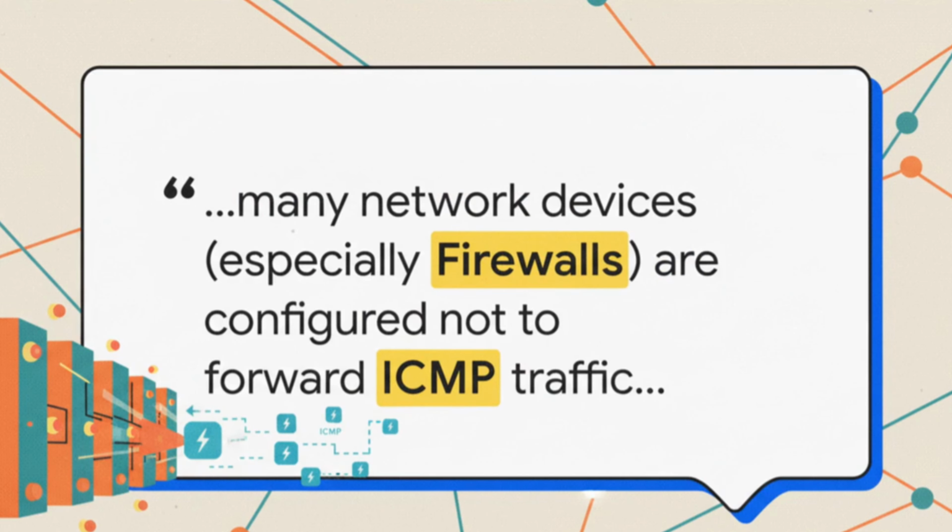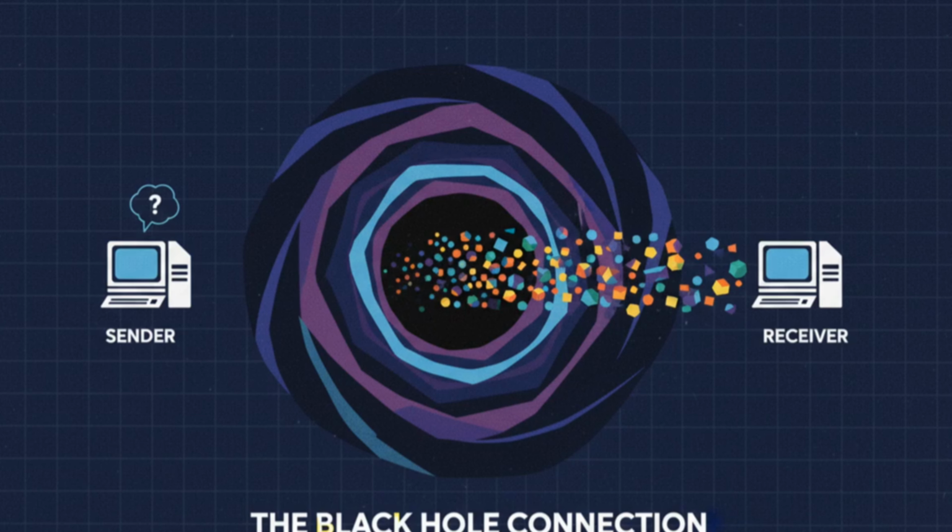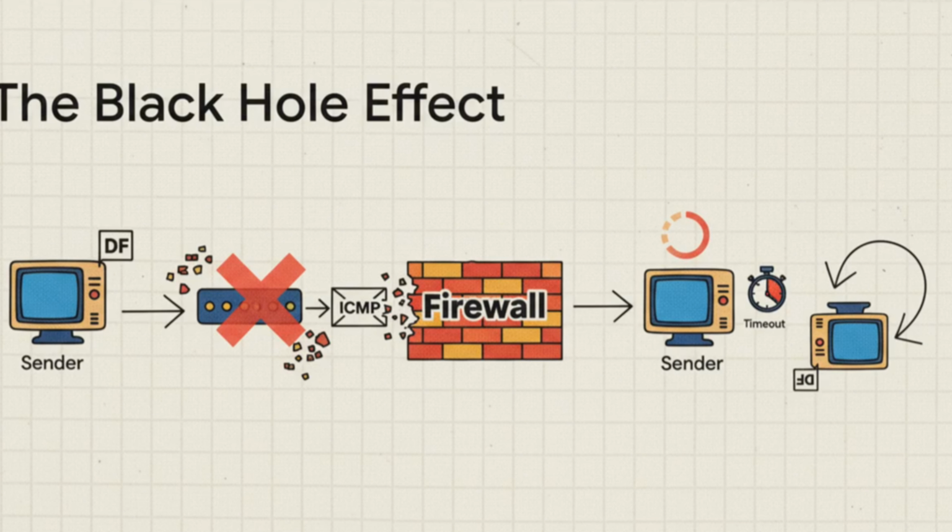And here's our culprit. For what are often thought of as good security reasons, a whole lot of firewalls out there are set up to just block those little ICMP error messages. A network admin might see them as just network noise, or maybe even a security risk, so poof, they block them entirely. And when that happens, you get this maddening situation that network engineers call a black hole connection. Your data goes in, but absolutely nothing comes out, and you never get an error message telling you why. It just vanishes.